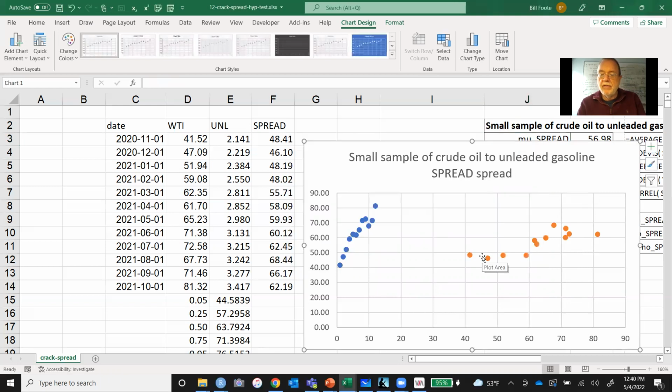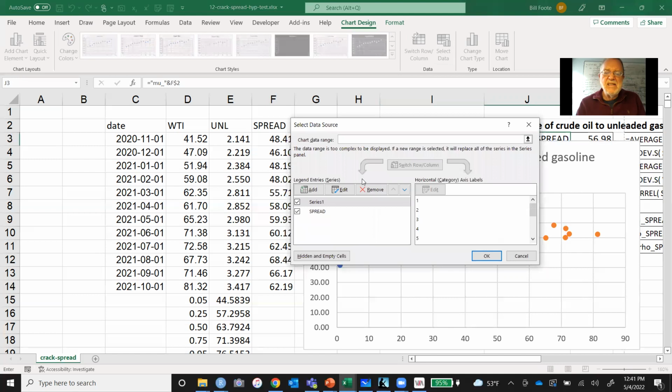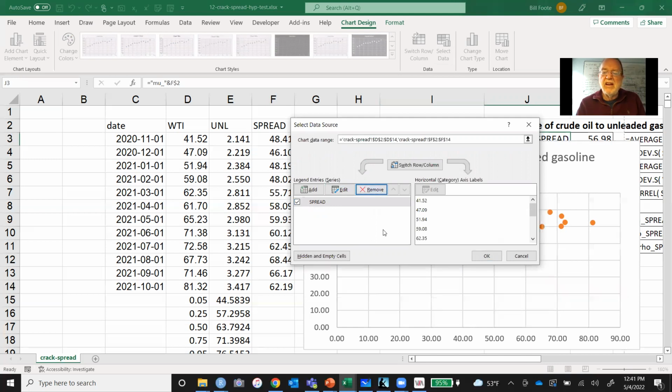And say okay. Now let's see what happened here. Series 1 point. Series 2 spread. Okay, this didn't work so well. Let's see what happened. Select data. Oh, we have a series here. We don't want to have that series in there at all. So we remove it. You see it did a nice overlay of the two.